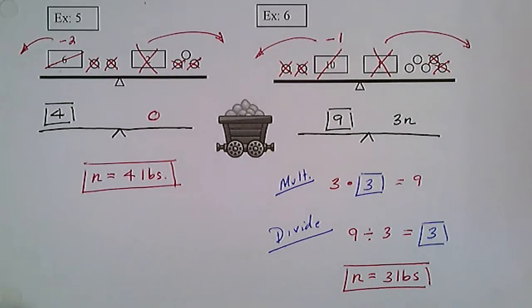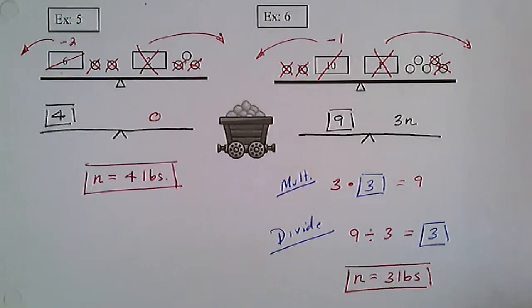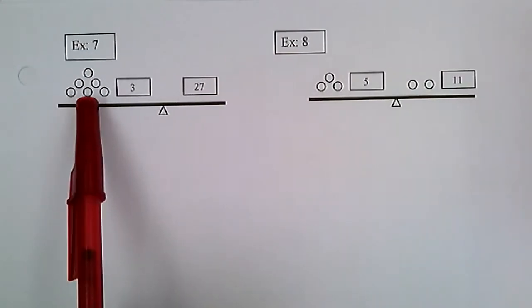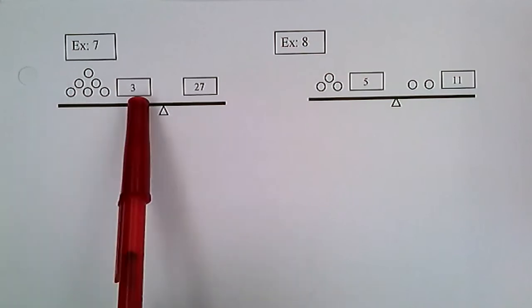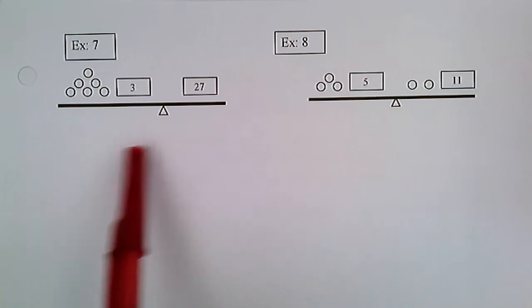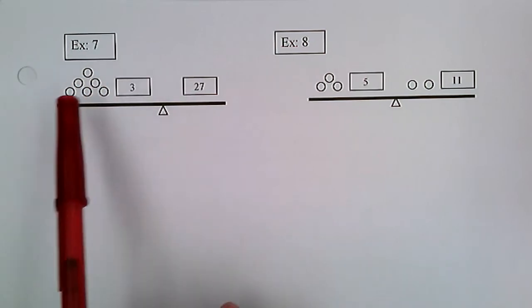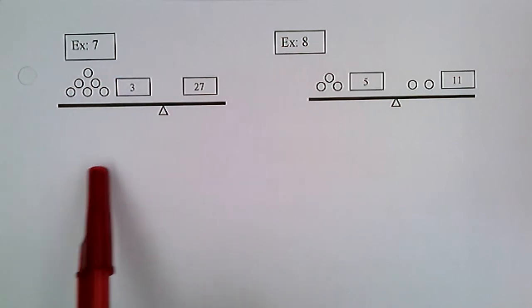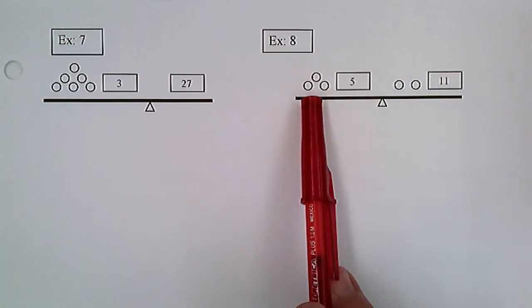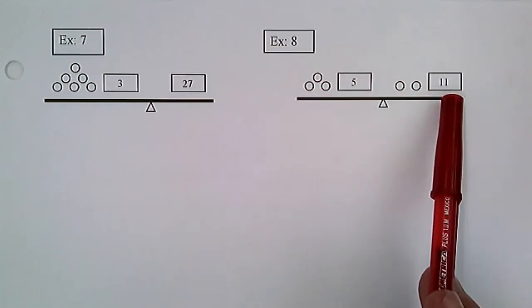Now you have 3 more examples. Use the strategies that we just talked through. So we'll look at these, but you're going to do these on your own. So in example 7, we've got 1, 2, 3, 4, 5, 6 gold nuggets and a 3-pound plate. And then over here is 27 pounds. So you should be able to do that. You need to show your work, redraw, show what you're crossing off and canceling if you want to get full credit. And then on number 8, you've got 3 nuggets, 5 pounds, 2 nuggets, 11 pounds.